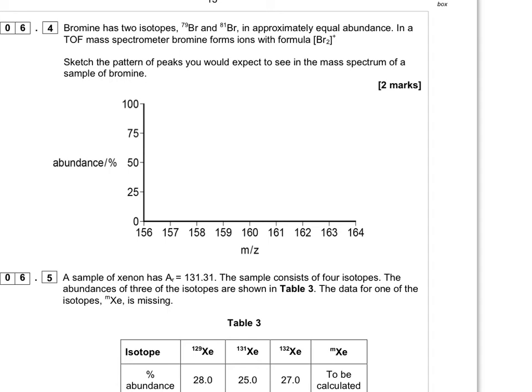Now, there's probably nice statistical ways of doing this, but this is the way I would think about it. So we've got 2 of those isotopes. Let's have a look at the ways they could combine. So we could have 79 and 79. Which would give us a peak at 158.